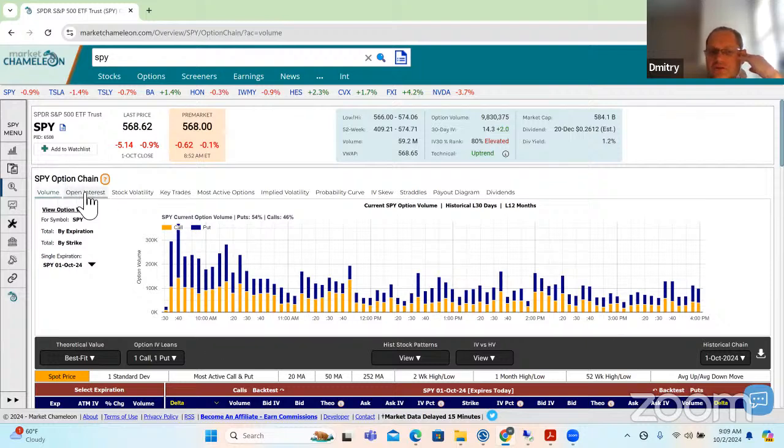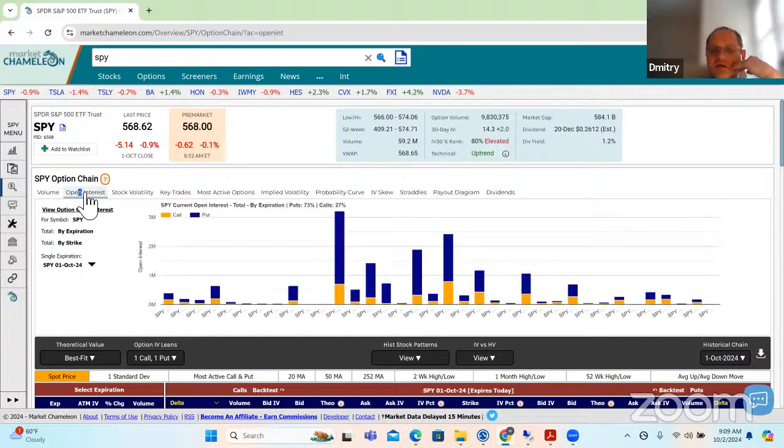Since we covered the volume, let's take a look at the open interest. So this is another visual representation of the open interest in the option contracts of whatever stock you're analyzing. It's a quick way to get an idea of where there's open interest, if there's a concentration of open interest in an expiration or strike, and so forth. So here, the default is showing us the open interest by expiration.